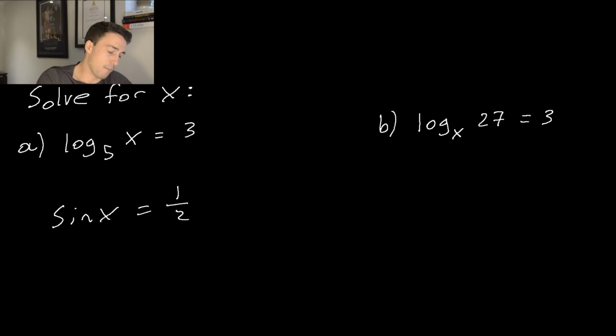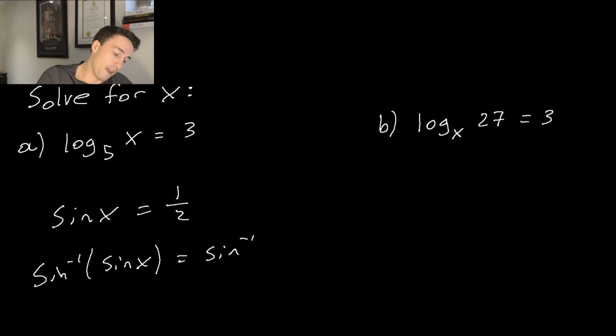I can't just divide by sine of x, or sine. The inverse operation is that I would do sine inverse of sine of x is equal to sine inverse of 1/2. Now the sines will cancel.